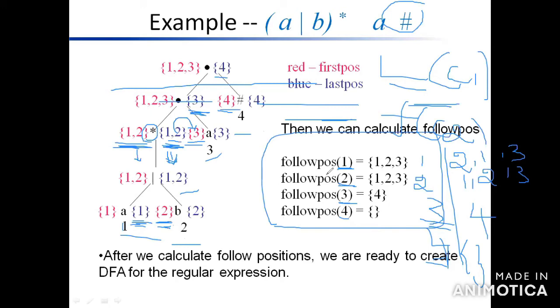So the follow position has two rules. One is for the cat node, the concatenation node: the last position of C1 and the first position of C2 go into the follow position of i. The other is for the star node: the last position of C1 and the first position of C2, where the first position of C2 goes into the follow position of i. This is the problem. So this is the conversion of RE to DFA problem.